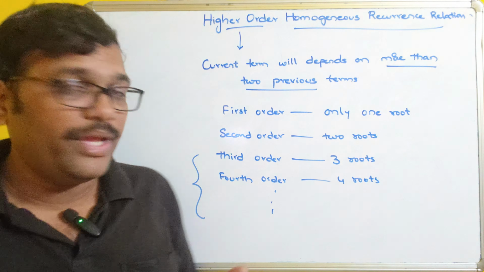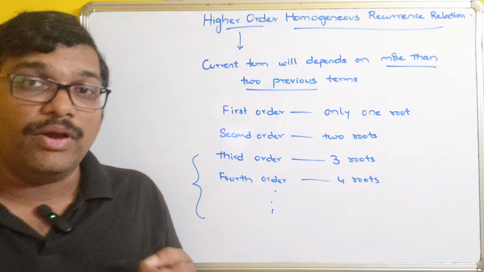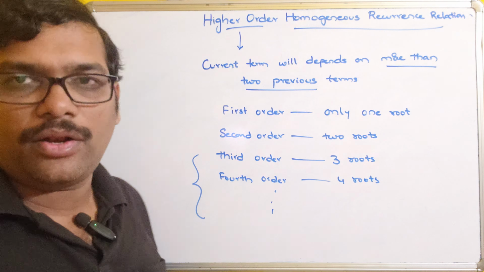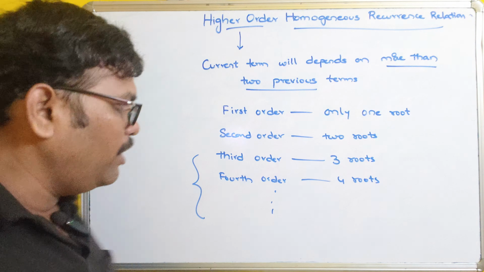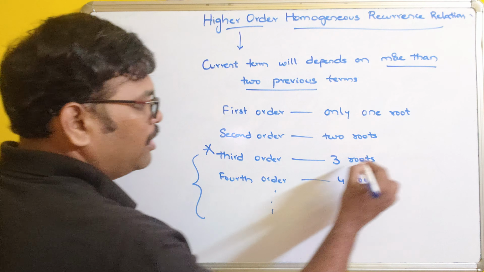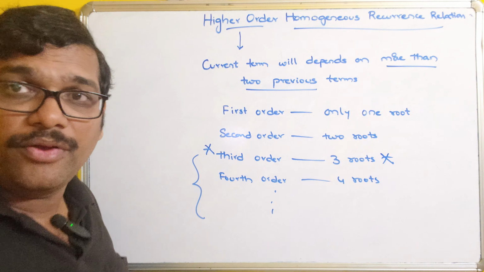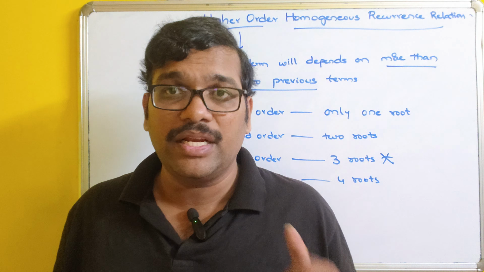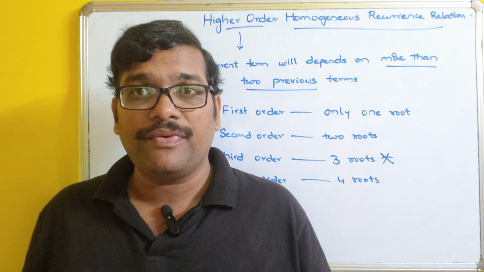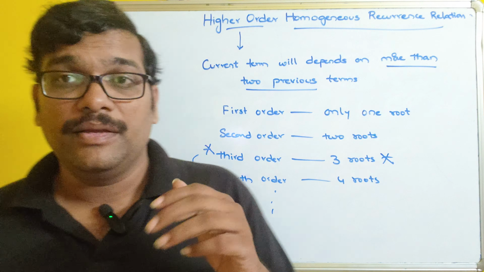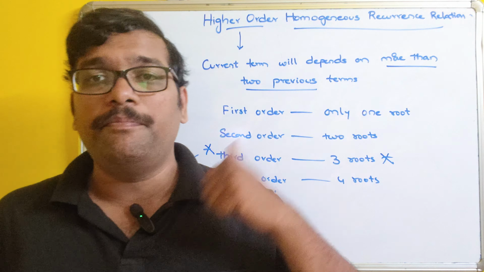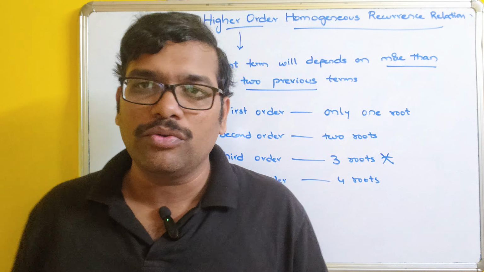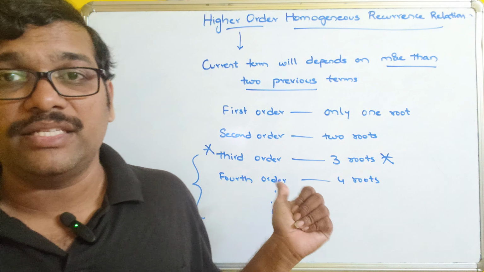Whatever steps we have discussed while solving the second order will be similar for the third order and the remaining orders also. So we'll mainly concentrate on the third order. What is the first step? We need to find whether the given recurrence relation is of third order or not. How can we find? It should depend upon the previous three terms, and the n value should be greater than or equal to 3. Then only we can say it is a third order.